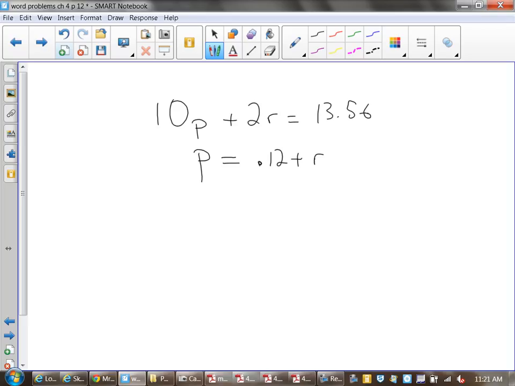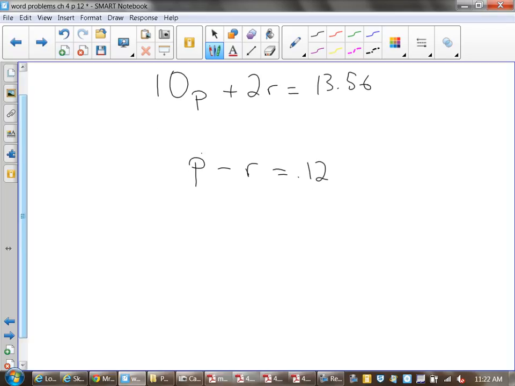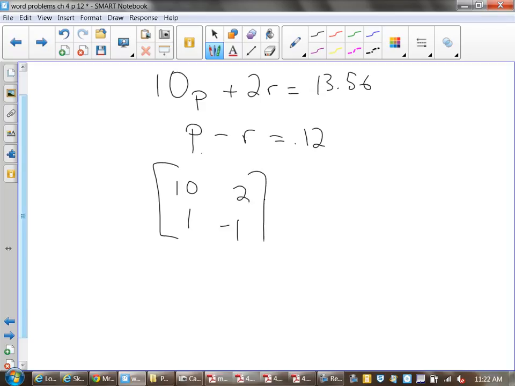Now here, how do you get this into a matrix? Think about the way matrices work. Matrices will always have both variables on one side and the equal number on the other. Subtract r. Rewrite this second equation so it's p minus r is 0.12. Now I have 2 variables, 2 equations. So from there you get 10, 2, 1, negative 1. Now, this column matrix becomes your premium and your regular, and that equals 13.56 and 0.12.